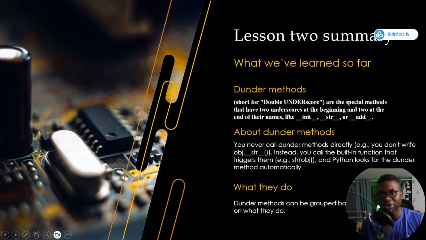This is the summary for lesson 2. We talked about Dunder methods and we said it's short for double underscore. These are special methods. They're also called magic methods. And also these Dunder methods can be grouped based on what they do.